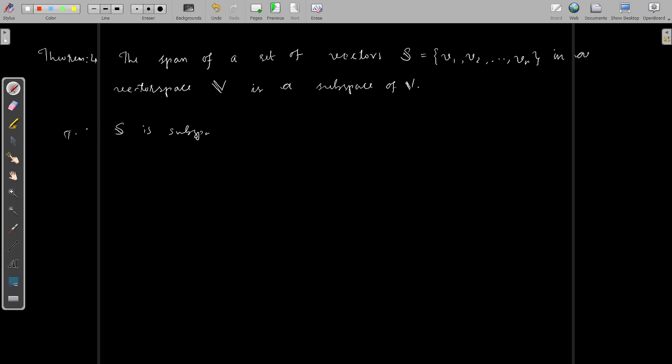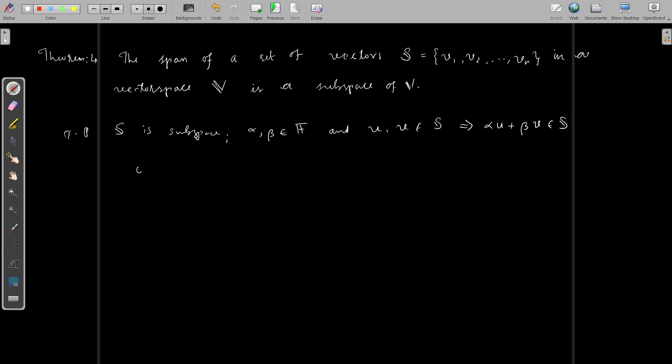To prove S is a subspace, we use any alpha, beta belonging to F and u, v belonging to S, such that if you assume this, you can get to show that alpha times u plus beta times v belongs to S. So this is the required condition for proving S is a subspace.